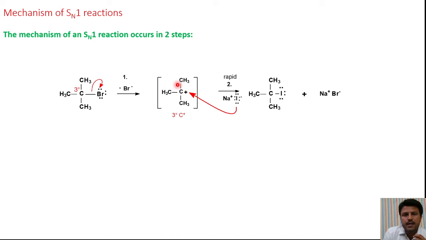See, after forming the carbocation, the incoming nucleophile, here iodine, will approach the carbocation and form a bond, giving the product. Here this is the second step, the rapid or fast step. Since the first step is the slow step, and in the first step only one reactant molecule is there, that is alkyl halide, the rate depends only on alkyl halide.